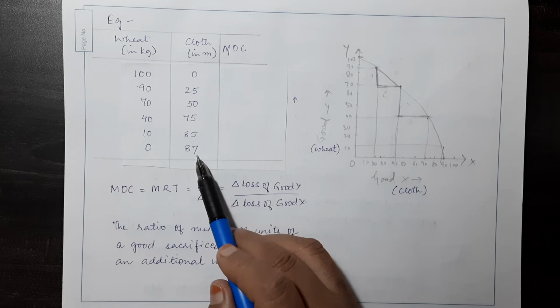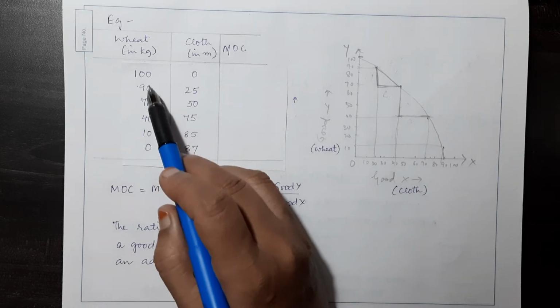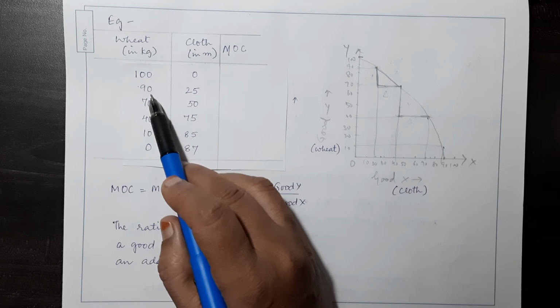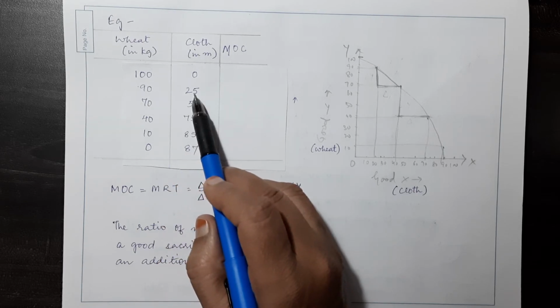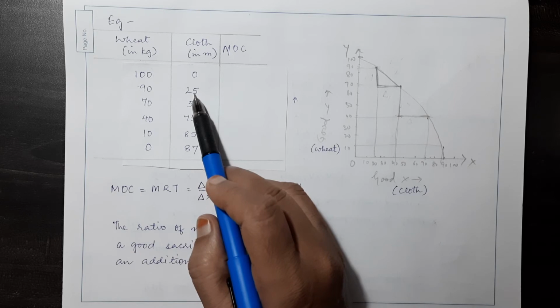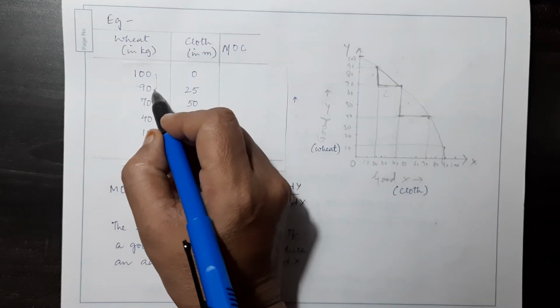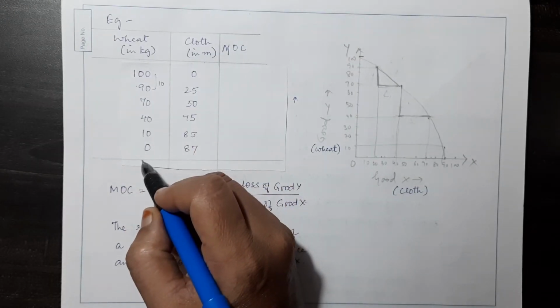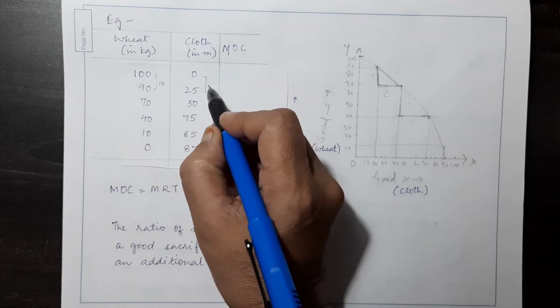However, if we want a combination of goods, then we will have to forego certain units of wheat to produce certain units of cloth. Now let us see how we are foregoing. We are foregoing 10 units of wheat to produce 25 units of cloth.